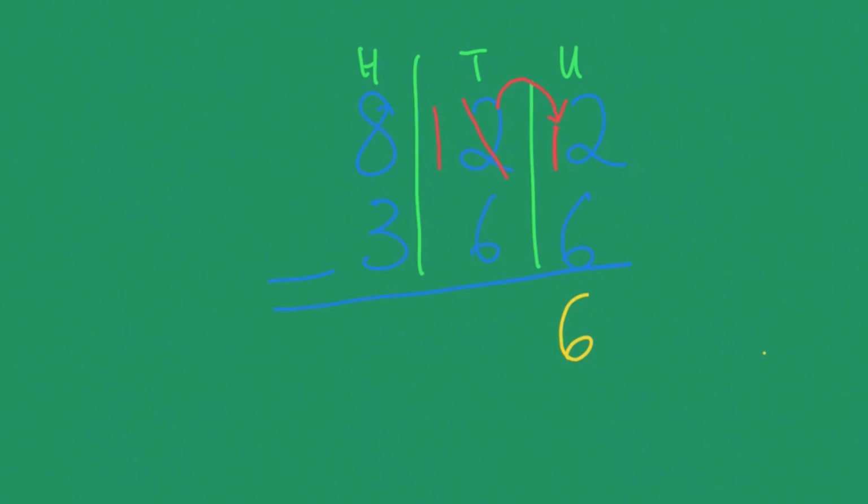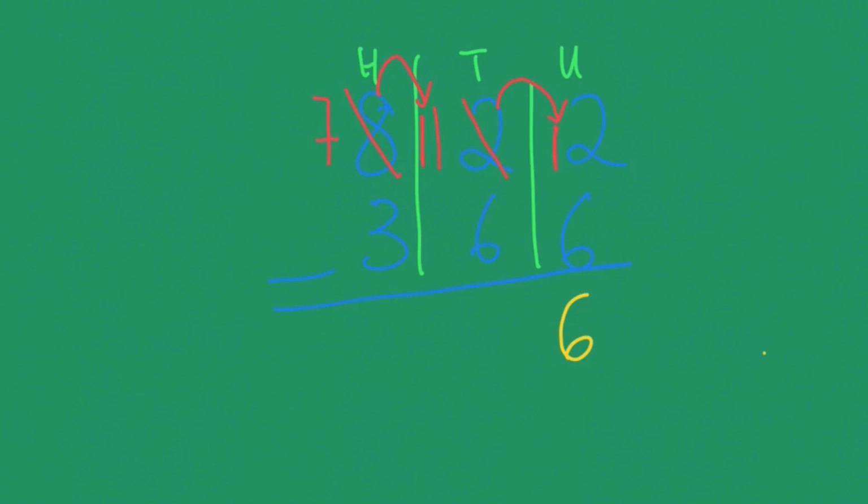And now I'm going to move on to the tens. So 1 minus 6, is that possible? Oh no, because 6 is too big to subtract from 1. So what do we do now? We have to borrow over here too. So let's borrow 1 from the 8 over here, and this gives me 11. And then because I've borrowed 1, I'm left with 8 minus 1, which gives me a 7 here.